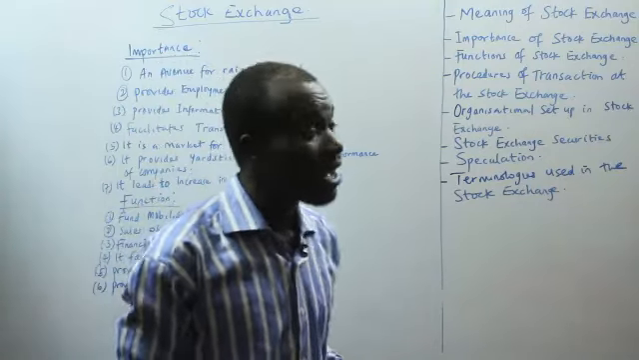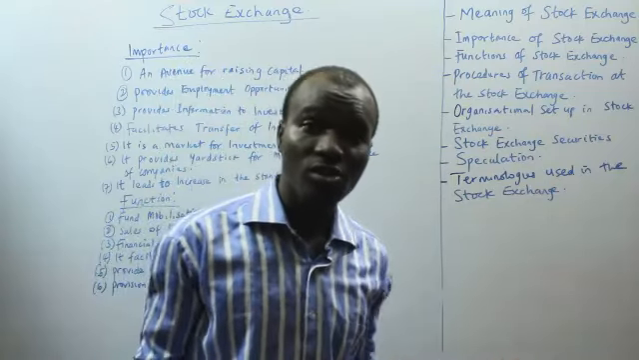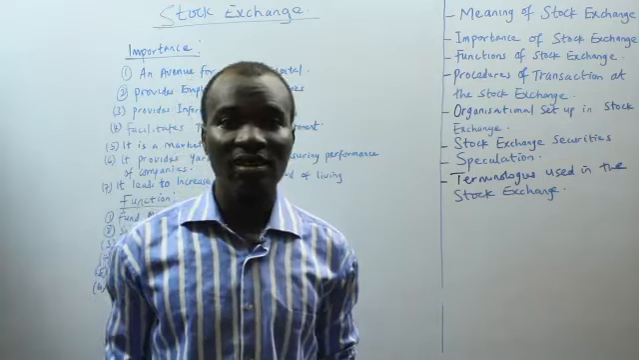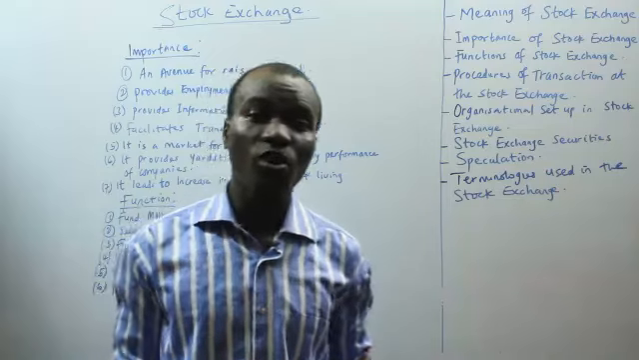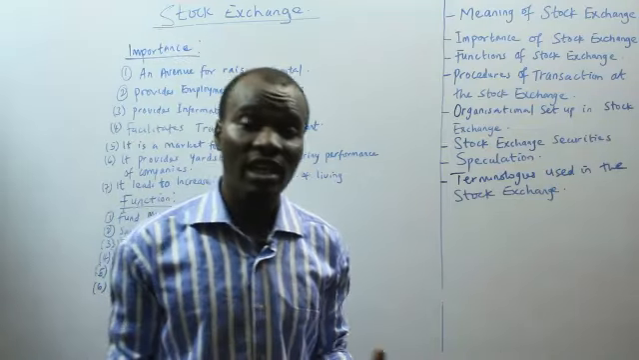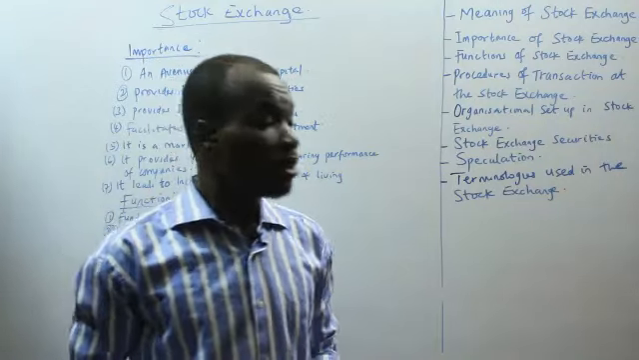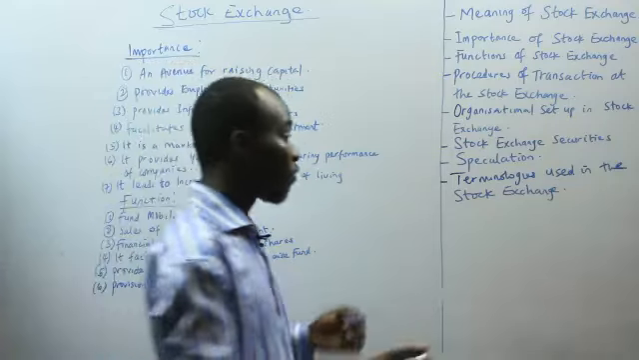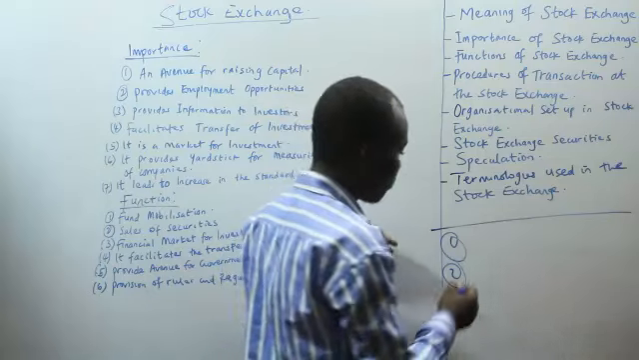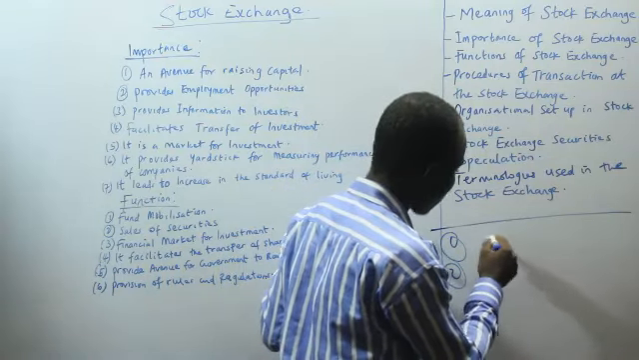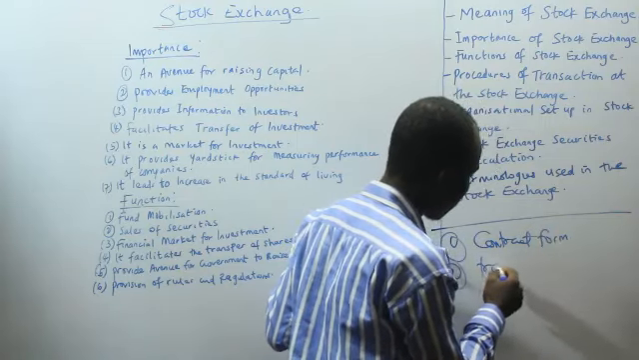So once the security has been sold to the stockbroker, the stockbroker is going to give some documents to the client for the client to sign and carry on the transaction on behalf of the client. So the client has the responsibility of signing two forms: the contract form and also the transfer form.